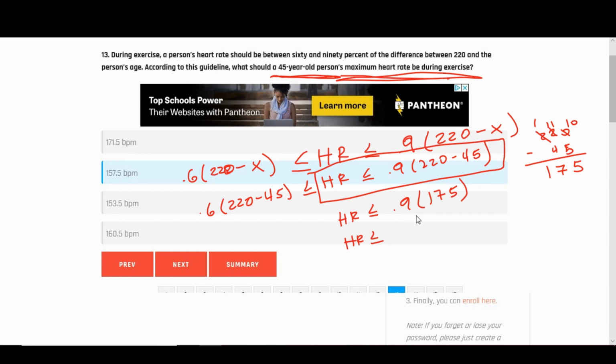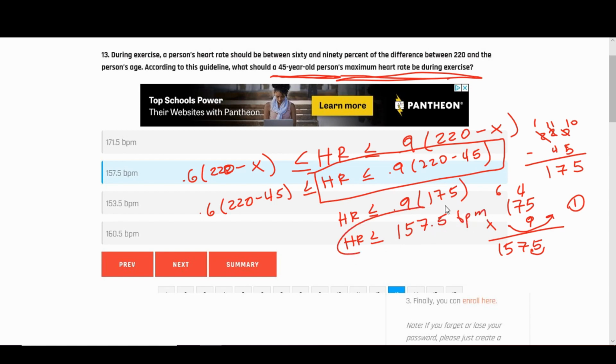Again, this is 0.9 times 175. I'm going to multiply this by 0.9. Again, we're doing multiplication with decimals, so we shift it once, and then we'll add it back in at the end. 9 times 5 is 45. Carry the 4. 9 times 7 is 63. Plus 4 is 67. Carry the 6. 9 times 1 is 9. Plus 6 is 15. Shift our 1 decimal back in. This is 157.5 beats per minute, which is right there. Okay, so that was that one.